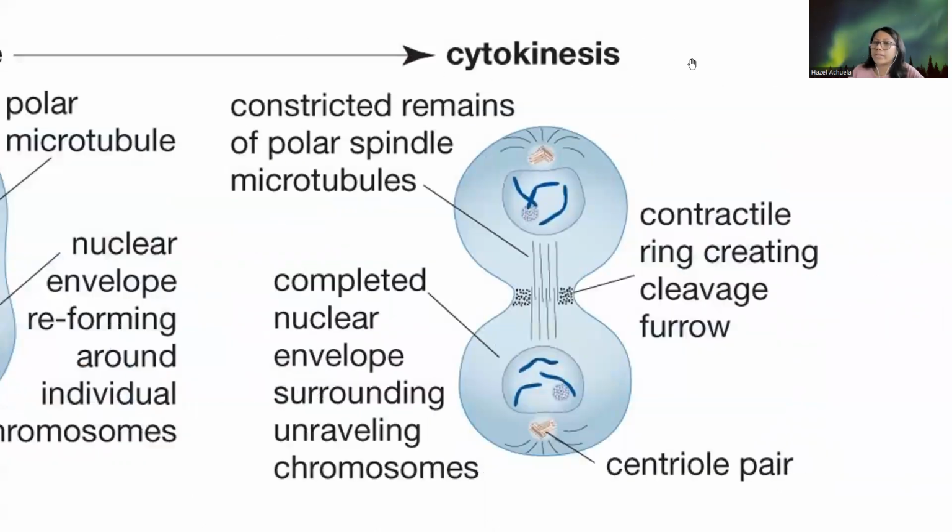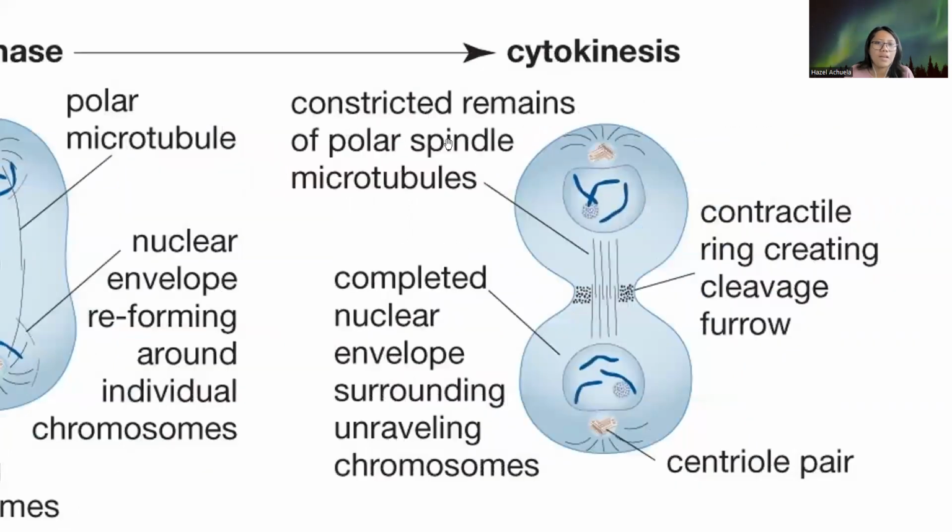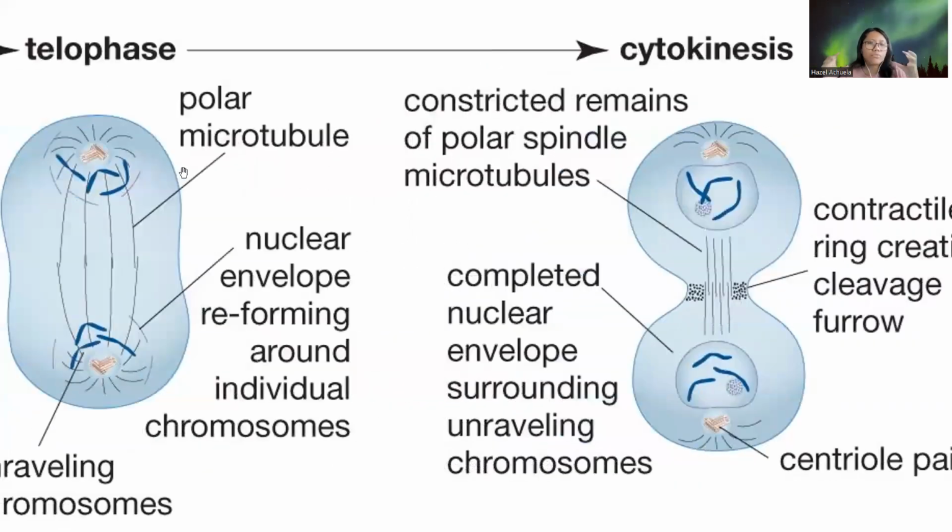And then, ito yung tinatawag ko kanina na cytokinesis, yung division of the cytoplasm. But cytokinesis is not a stage of mitosis, it's a process that happens during telophase. Okay? So, with the pulling of the chromatids or chromosomes towards opposite poles, unti-unti ding nagko-constrict yung microtubules. So, constricted remains of polar spindle microtubules, ito siya. Okay? Because nagkakaroon ng division of the cytoplasm.